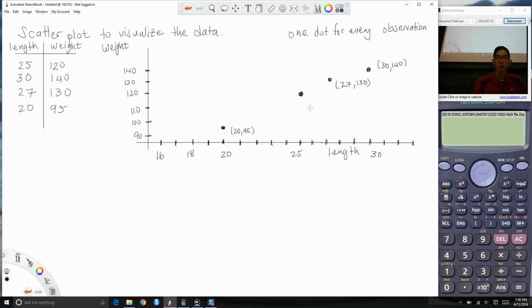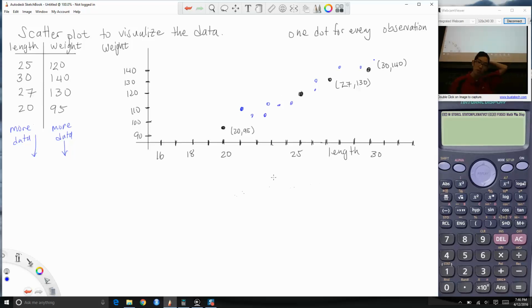Okay, so you have one dot for every observation, and if we have more data points, I'll just say more data, because I don't feel like writing all of these. So I'm just going to make up some dots for what we might have in terms of snake length and weight, okay? Maybe something like this, okay? Just graphing a few things, okay?